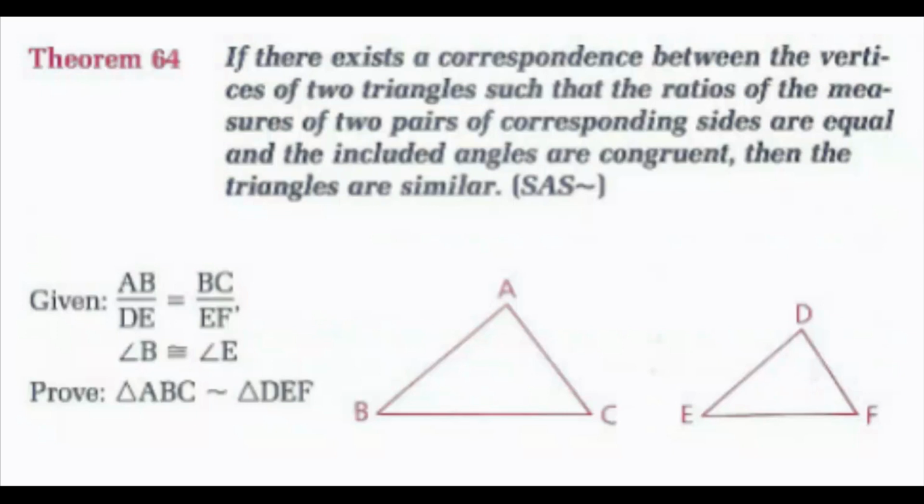Now my last theorem, if there exists a correspondence between the vertices of two triangles such that the ratios of the measures of two pairs of corresponding sides are equal and the included angles are congruent, then the triangles are similar. And this is side, angle, side similarity.